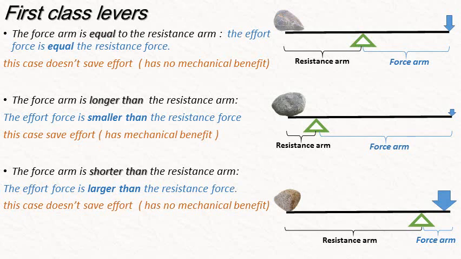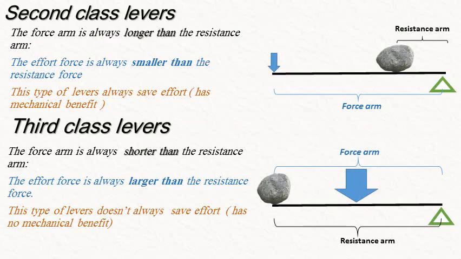Now we'll determine the possibilities of the three types of levers. First class levers. There are three possibilities in this type of lever. First, the force arm is equal to the resistance arm, and the effort force is equal to the resistance force. This case doesn't save effort. Second, the force arm is longer than the resistance arm, and the effort force is smaller than the resistance force. This case saves effort. Third, the force arm is shorter than the resistance arm, and the effort force is larger than the resistance force. This case doesn't save effort.